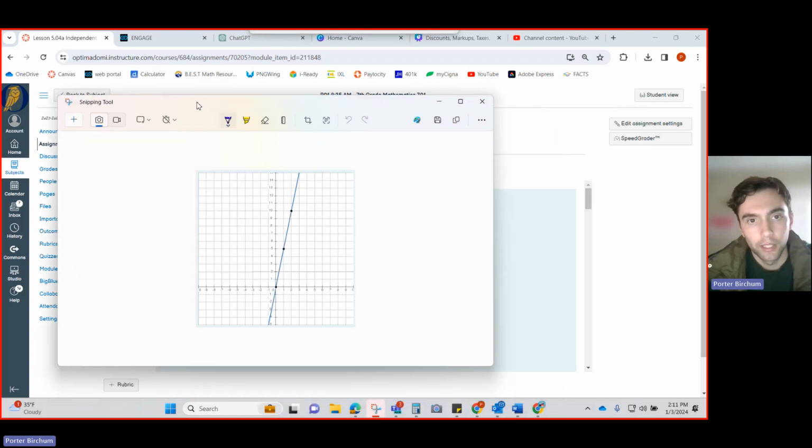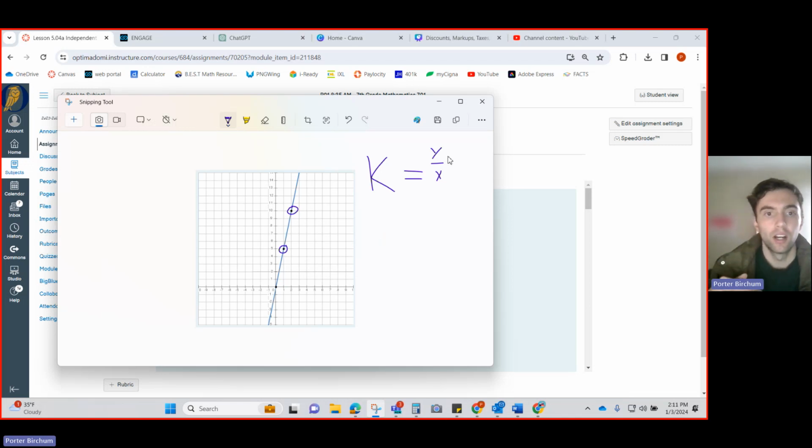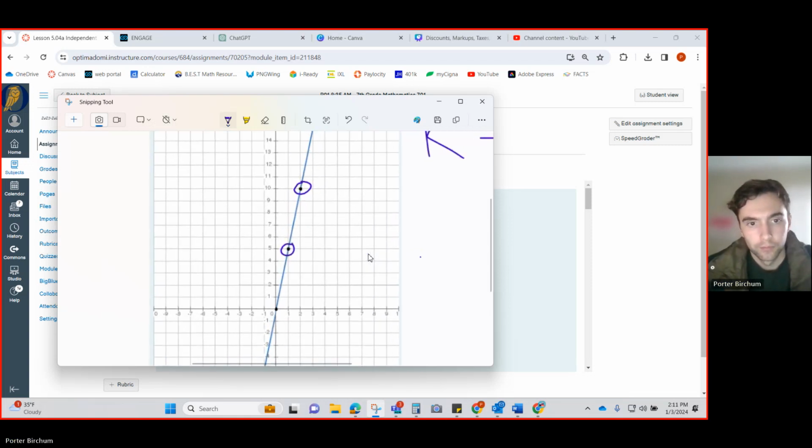To find out what k is, I do y divided by x. So we can use either of these 2 points to help us with this. The y value tells us how far up or down on the graph we go. The x value tells us how far to the left or right on the number line we go. So for this first dot, let's zoom in a smidge. How far up on the graph do we go for this first dot?